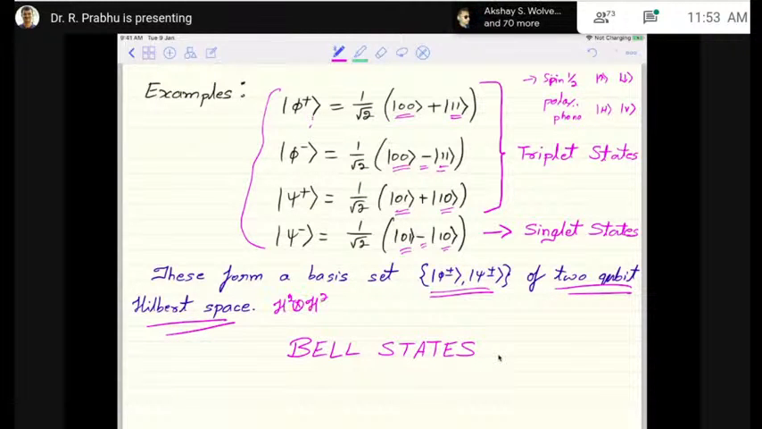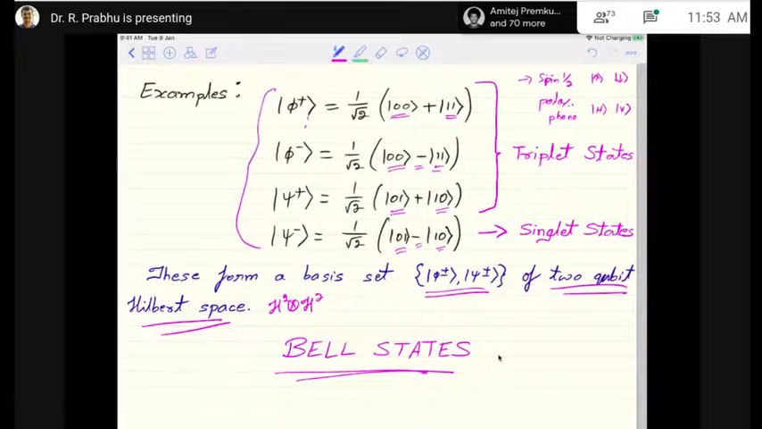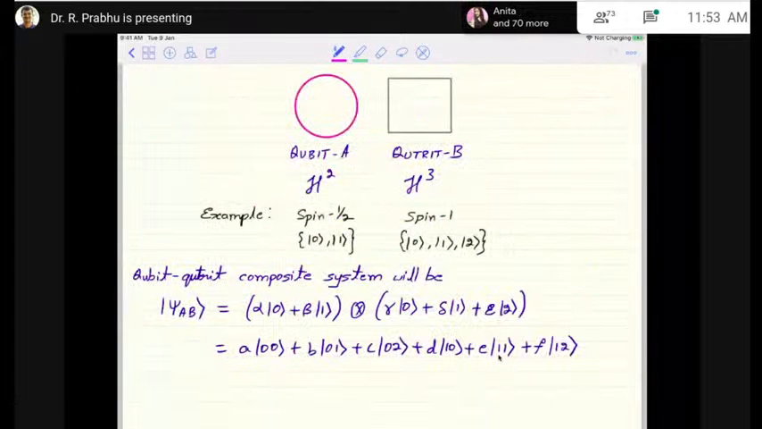They are called the famous Bell states. Probably you have already come across these Bell states. Bell states are very good examples of 2-qubit states, a standard example which keeps coming up often.